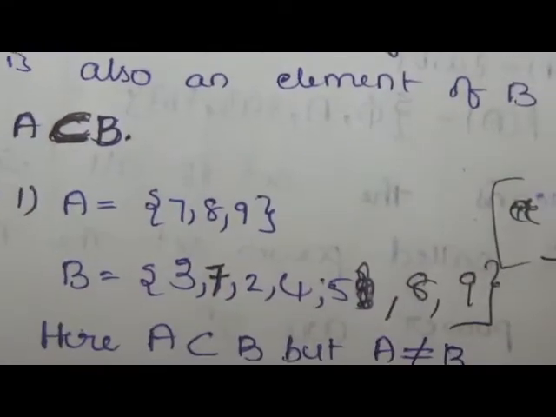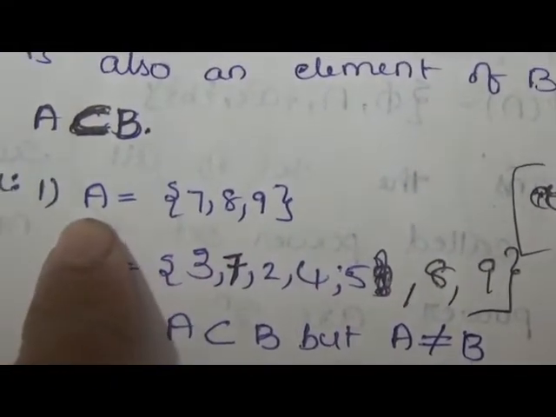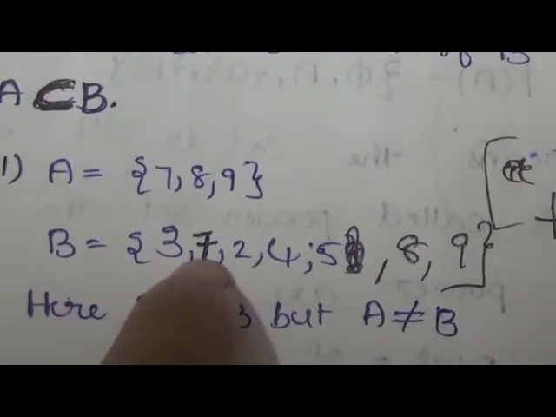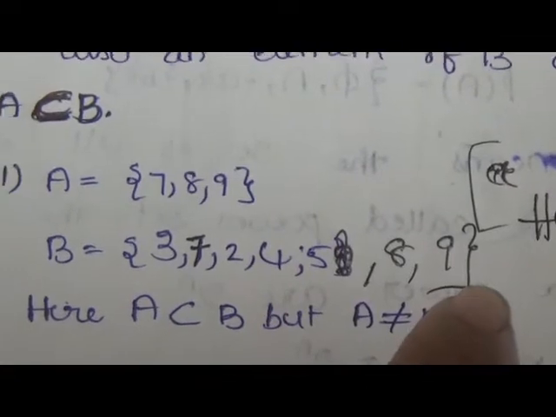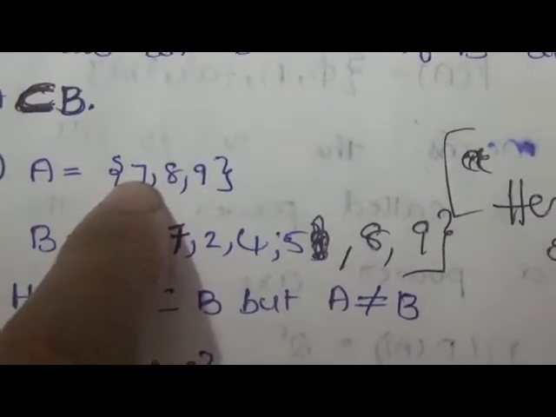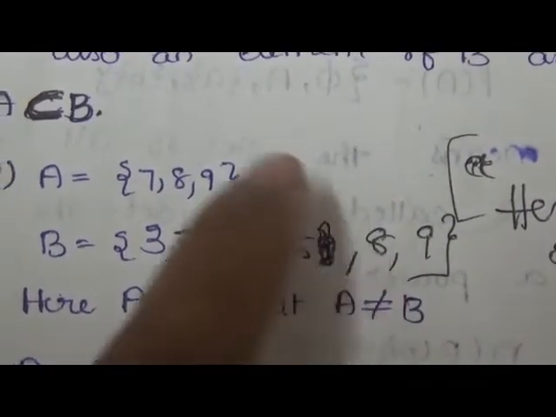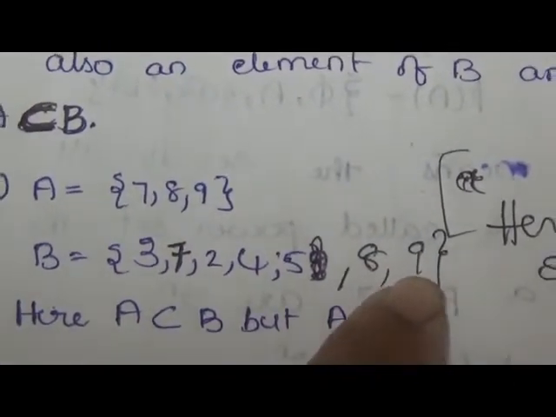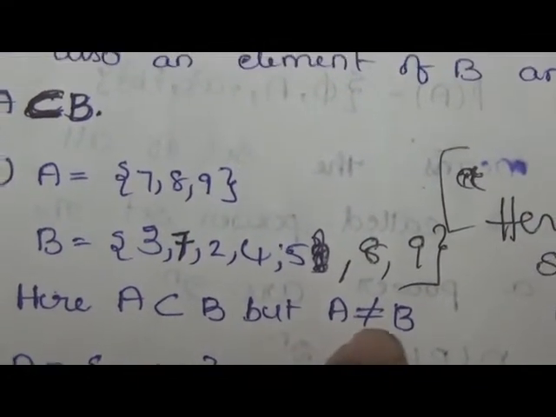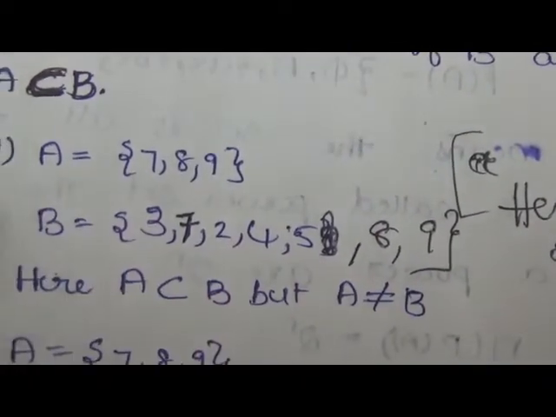Here I am giving the example. A is equal to {7, 8, 9}; 7, 8, 9 are the elements of A. Set B has {3, 7, 2, 4, 5, 8, 9}. These are the elements of B. A has 7 and B also has 7. 8 is there in both the sets and 9 is also there in both the sets. Hence A is a subset of B. But A is not equal to B. Equal to B means all the elements in both the sets have to be the same.